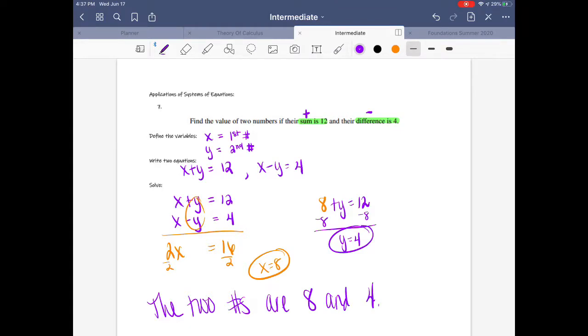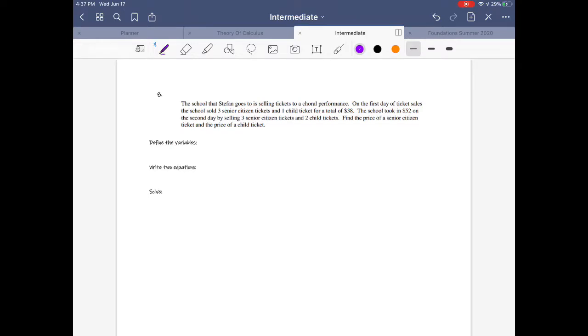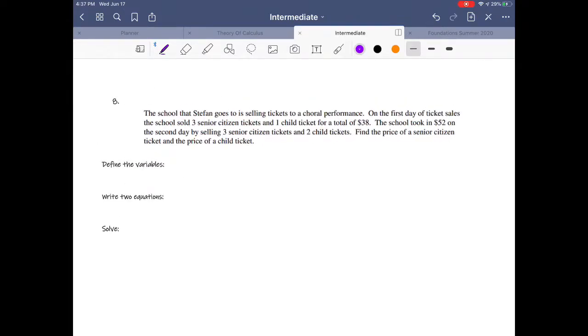And you can kind of check that logically. Do 8 and 4 add to 12? Yes. And do 8 and 4 subtract to 4? Yes. So we are good there. Let's go to the next page.